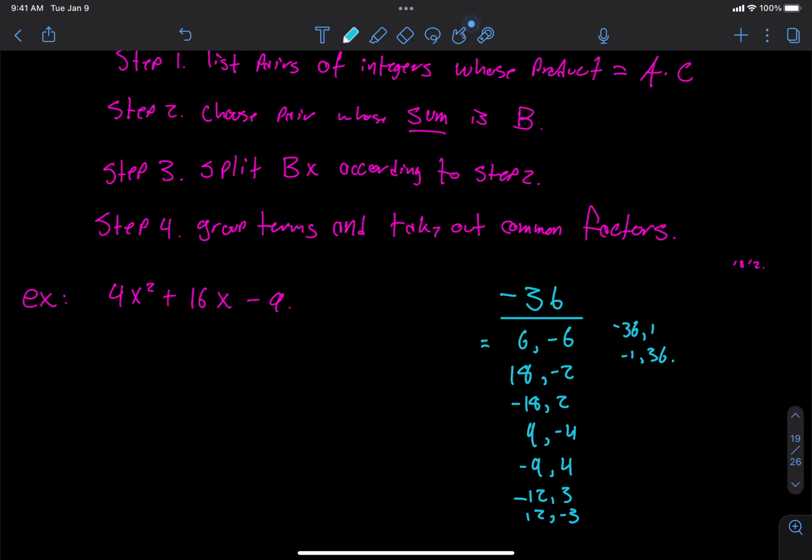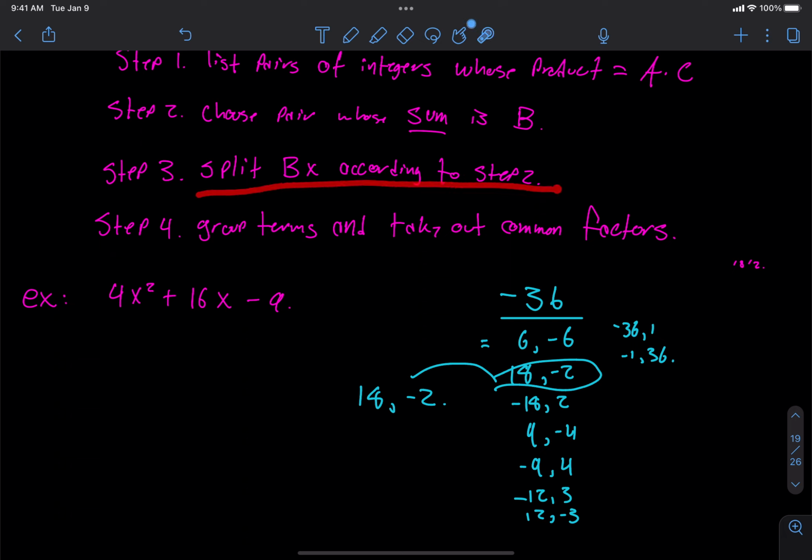So what do I need to do according to the steps? I've listed all the pairs of integers whose product is A times C. I need to choose the pair whose sum is positive 16. So which pair do I want? I want 18 and negative 2. So this is the pair that I want. And then what am I supposed to do?